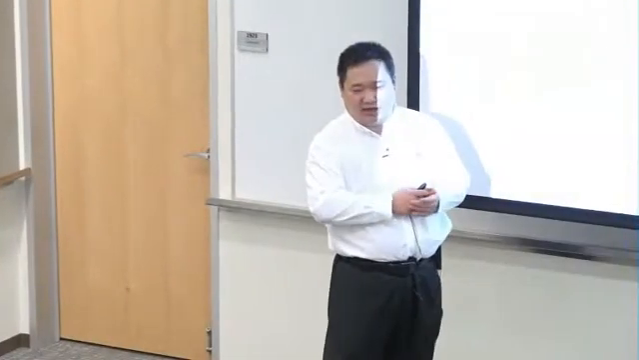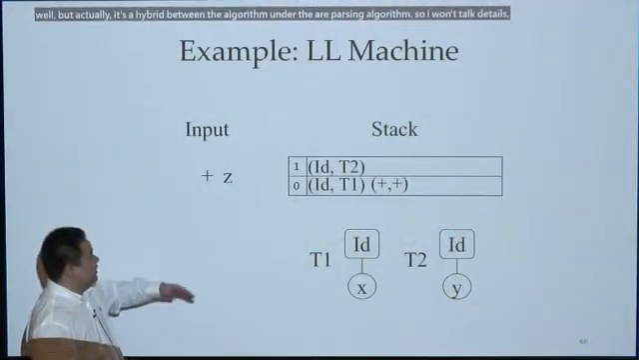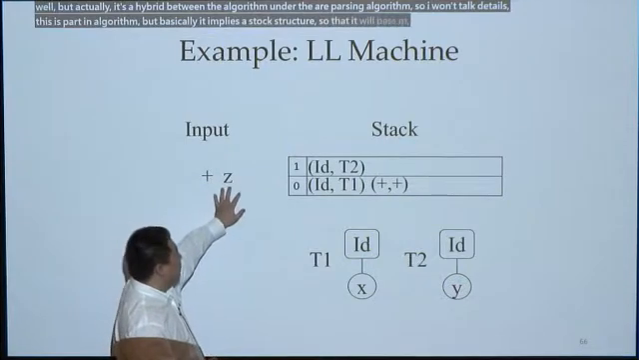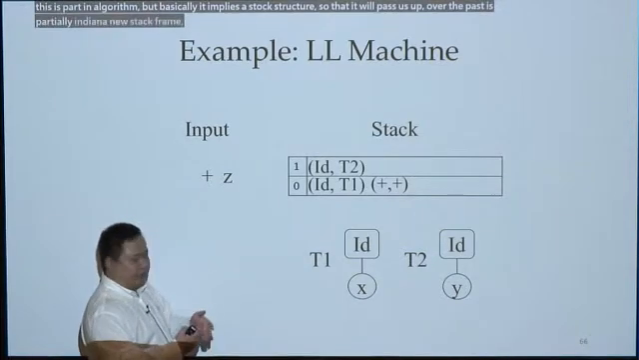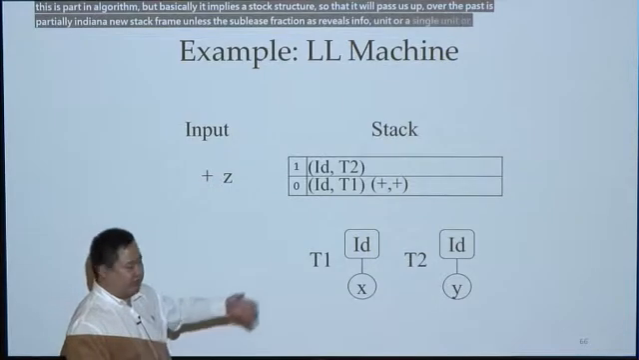The name is LL, but actually it's a hybrid between the LL parsing algorithm and the LR parsing algorithm. I won't talk in detail about this parsing algorithm, but basically it employs a stack structure so that it will parse every sub-expression in a new stack frame. And once the sub-expression is reduced into a single non-terminal node, it will be returned to the previous stack frame so that it can be further executed recursively to construct the entire large tree. So this is the basic idea of the LL machine.